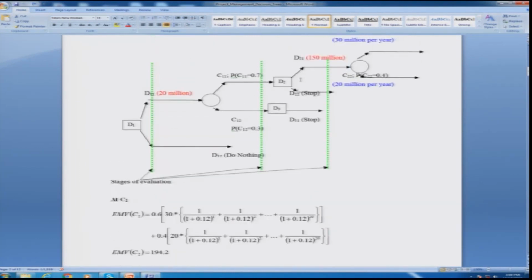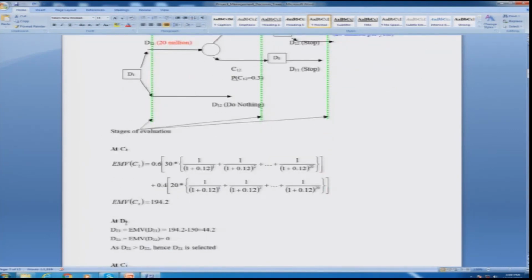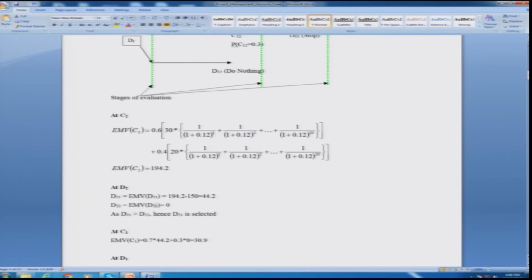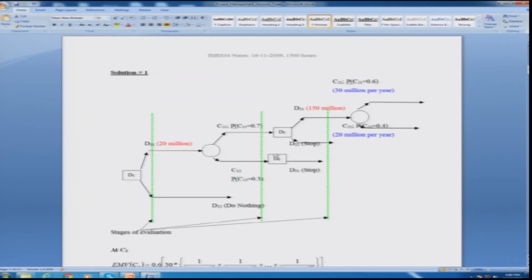At D2 you will take a decision, that means in D2 you would either stop or else you will go ahead and invest 150 to build up that part such that production would be there with the probability of high demand 60%, low demand 40%. So, at D2 you find the expected value at D21 at this point is 44.2. Hence, this decision with respect to the other one.